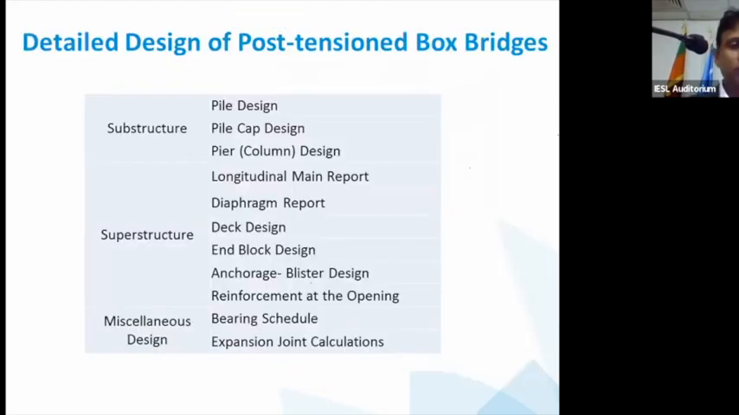Anyway, this takes me to the last part of my presentation, where I will touch base on some of the aspects of the detailed design of post-tension box girders, right? Broadly, you can categorize it into substructure and superstructure. It's not like a normal bridge. Of course, when you take the substructure, you need to know about the soil condition. One of the professors actually told me when I was in uni, forget about everything, you should know what you're sitting on.